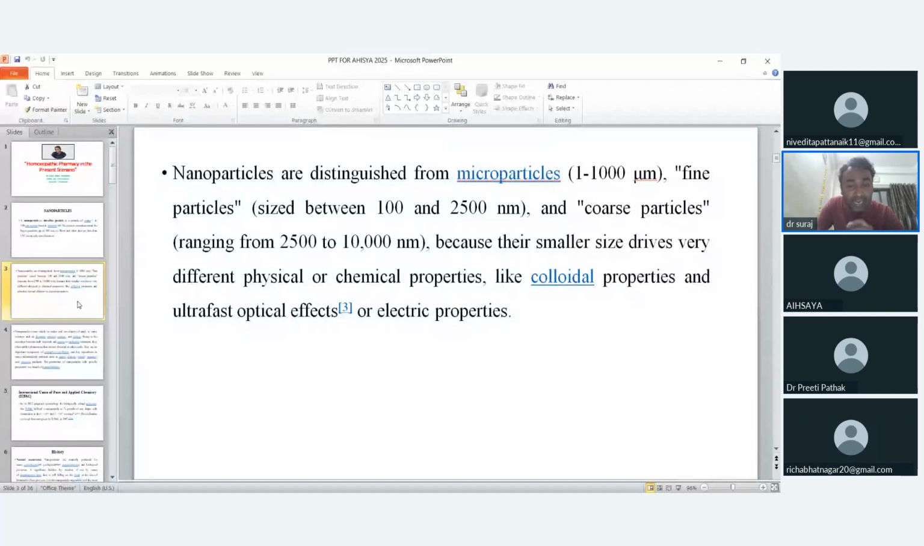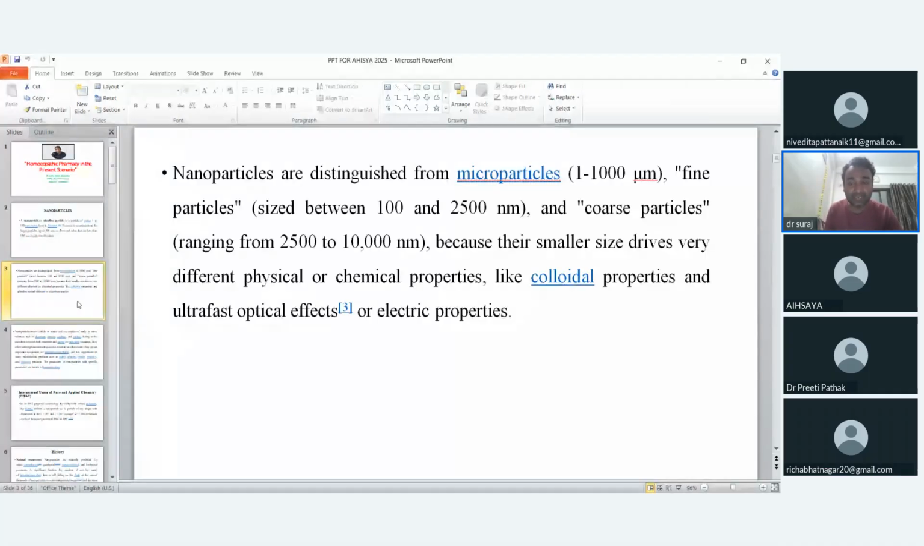Clear? Every nanoparticle, every substance, bears different physical and chemical properties, like colloidal properties, ultrafast optical effects, and electrical properties. These are the different aspects and characteristics of nanoparticles. It depends on so many things: the source from which we prepare the nanoparticle, the family, the class, the structure of the nanoparticle, the miscibility, and the mixture of that particular nanoparticle.